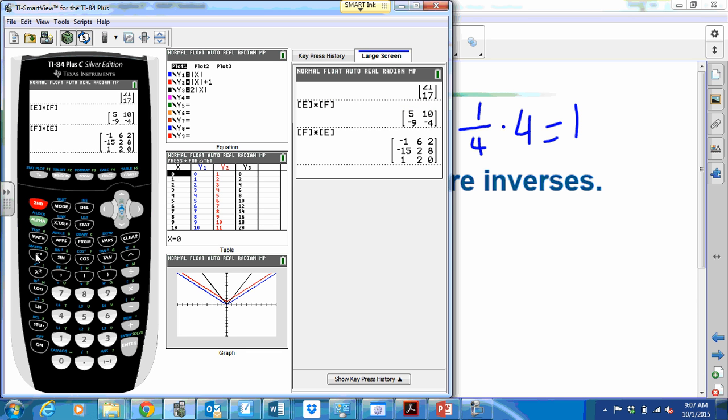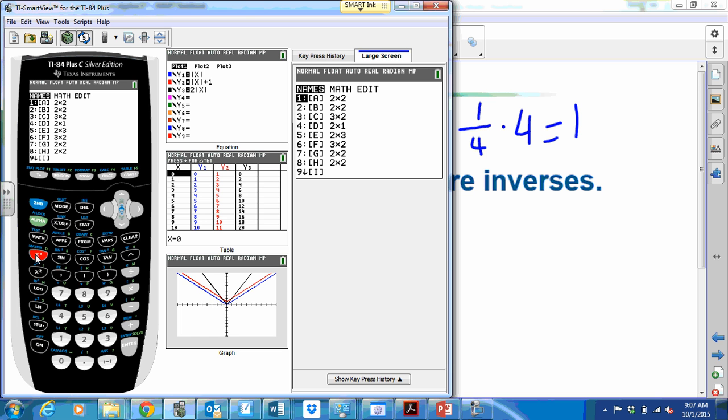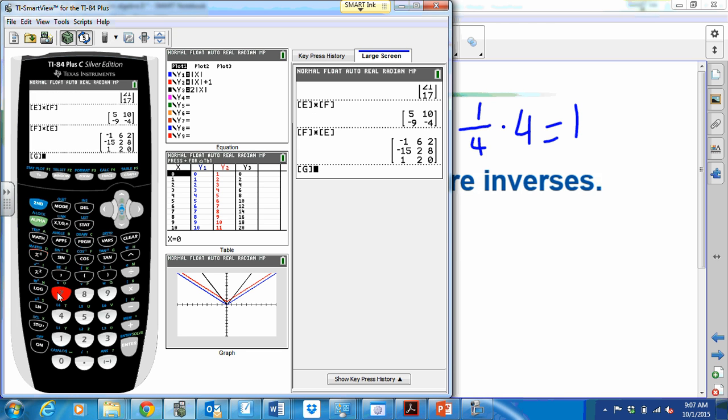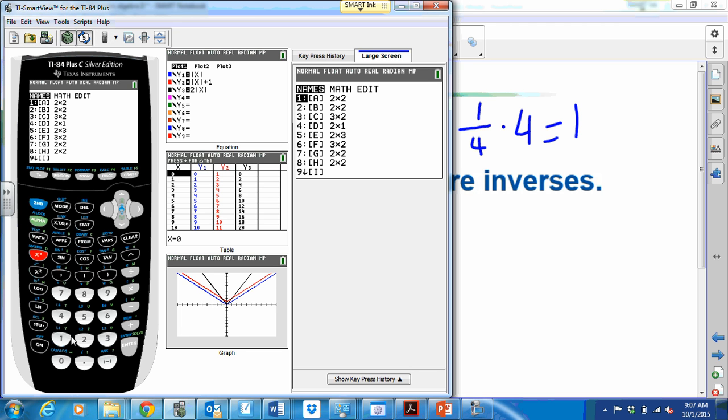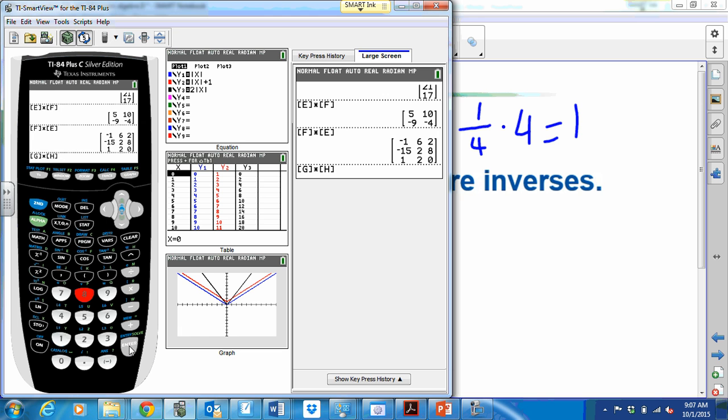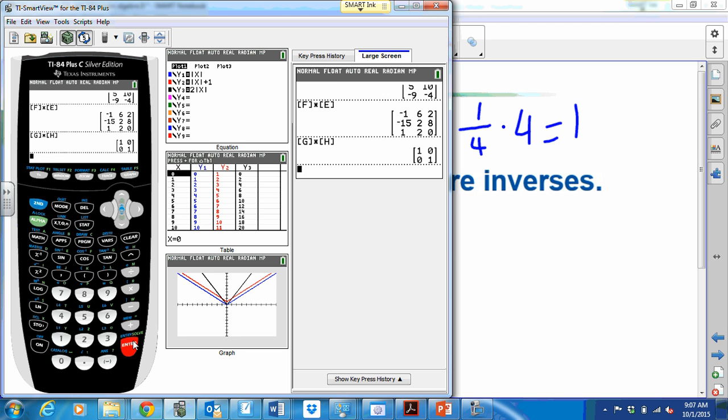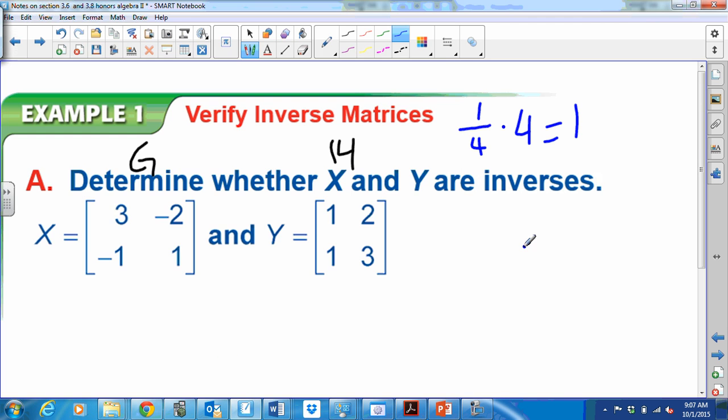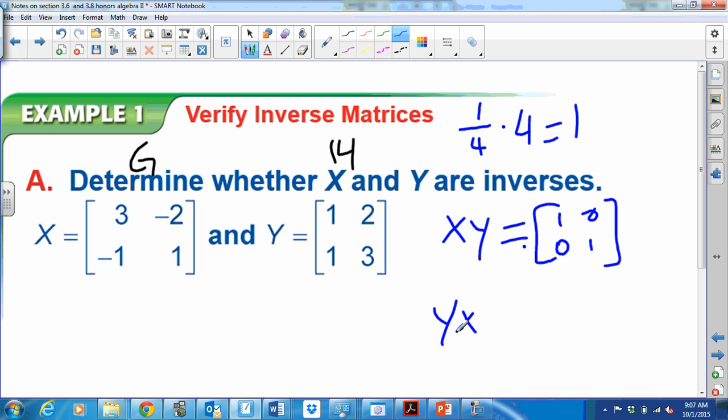So hit second matrix, and I need number 7. And then I need to multiply by H. So 7 by 8, and see what we get. Oh, that's our identity matrix. So we have to go back and say, okay, well, X times Y is equal to 1, 0, 0, 1. But in order for them truly to be inverses, we also have to check Y times X and make sure that it also equals the identity.